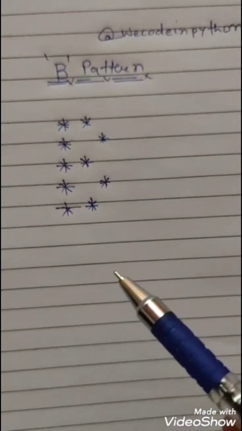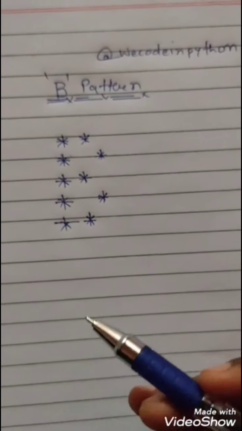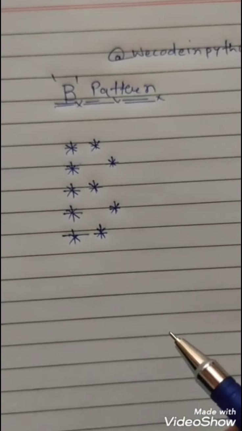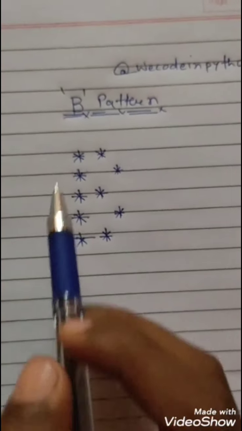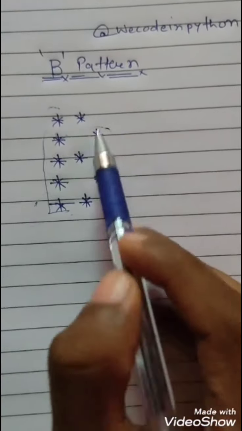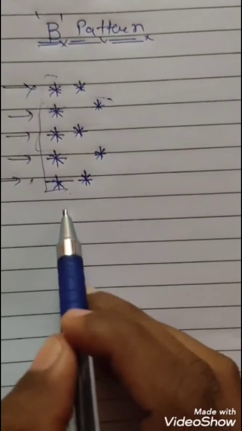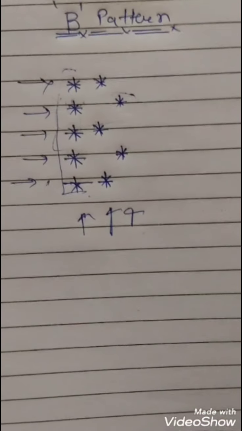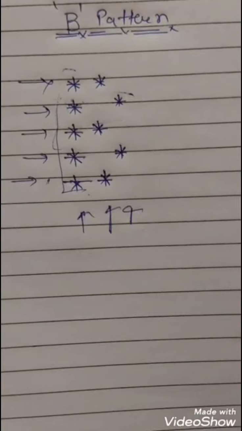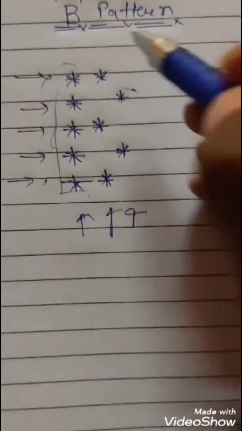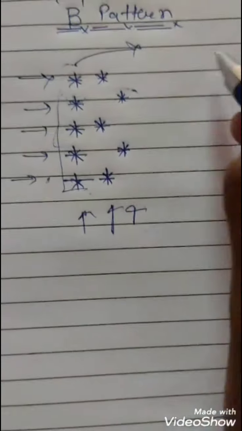So in this video we are going to create this B pattern using stars in Python. Here you can see this is a column and these are the rows. You can see these are 5 rows and 3 columns. So when we write logic for this pattern, we can use an if condition for this.